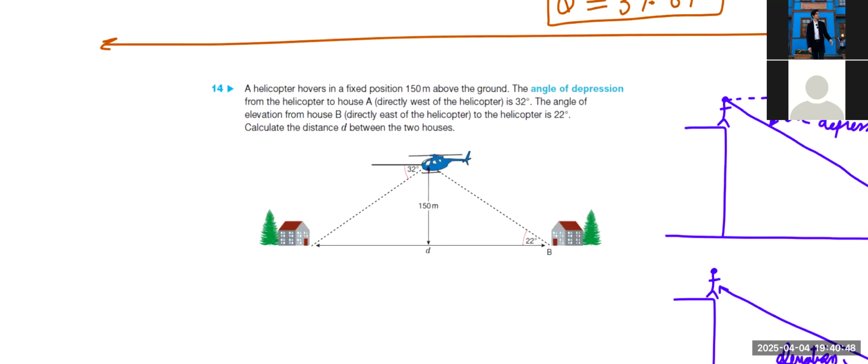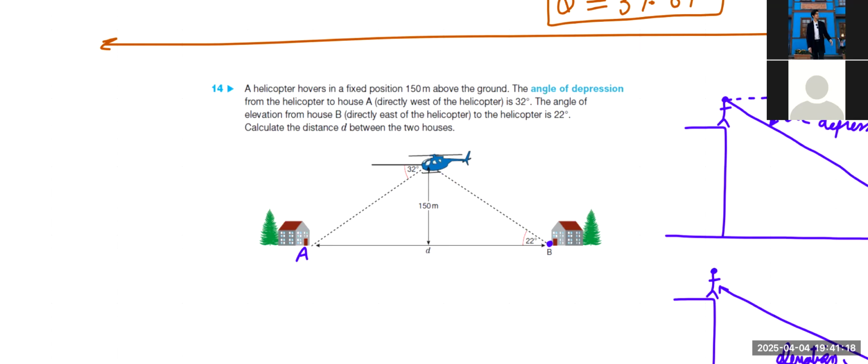The angle of depression from the helicopter to house A, it says, but it never said that this is house A, is 32 degrees, which means right there this is 32 degrees. Angle of elevation from house B to the helicopter is 22 degrees. So you see, if you were at the house, you would have to look this far up to look at the helicopter. Find the distance between the two houses. That's the question. Now, what do you think?